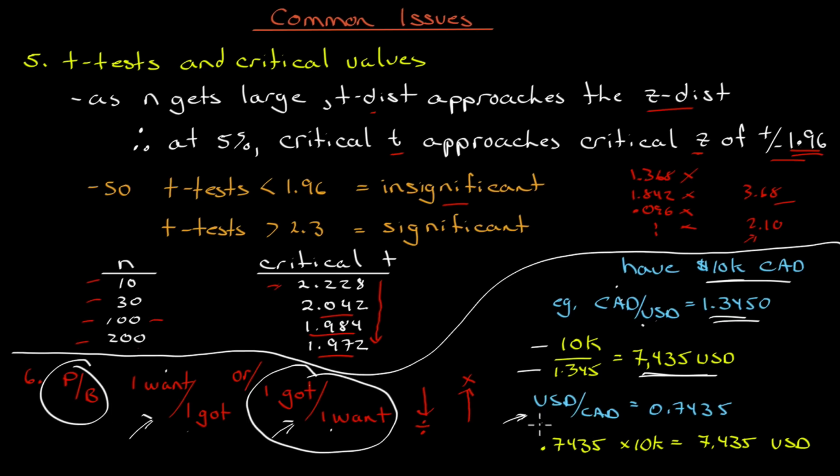So now, when I look at this particular quote, I say, well, what do I got? I got CAD, I want US, so what do I got to do? I got to go upstairs. If I'm going upstairs, I multiply. There's my quote, 7.345 times 10,000. There's how much US I need.